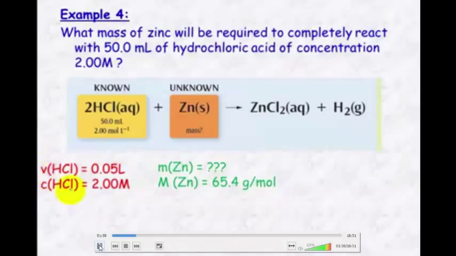If you look at this straight away, and you always set your work out like this, it's easy to get marks because you can see a V, you can see a C, you know you can work out n. It gives you somewhere to go. Once you've got n of hydrochloric acid, you can work out with mole ratio what n of zinc is. You've got M, so you can work out the mass. But we'll take you through that step by step.